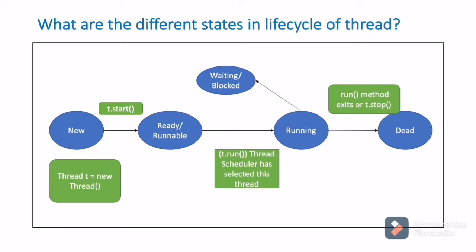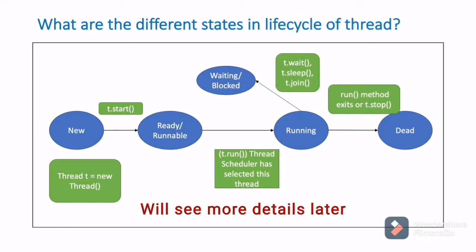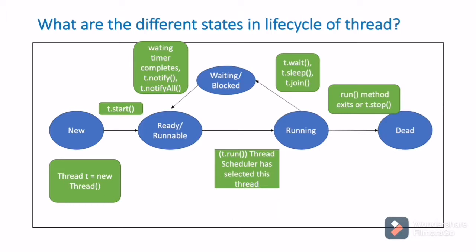From the running state, a thread can also go to the waiting or blocked state, when we call t.wait, t.sleep, or t.join. There are some other situations also, but these are easy to understand. These are some of the example methods for moving from running to waiting or blocked. Once the waiting is over, the thread can go again to the ready or runnable state. When the waiting timer completes, or when we call t.notify or t.notifyAll, the thread goes from the waiting state to the ready or runnable state. Then from ready or runnable it goes to running and then dead. So these are the different states in the lifecycle of a thread.